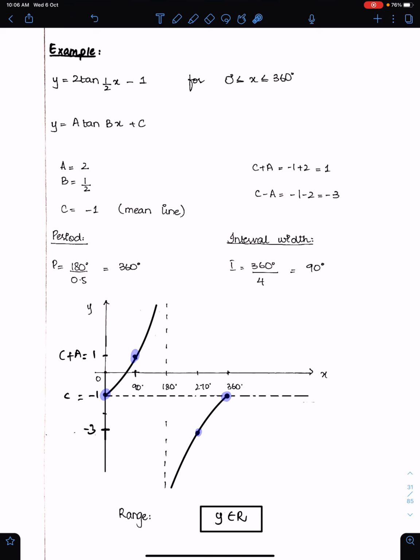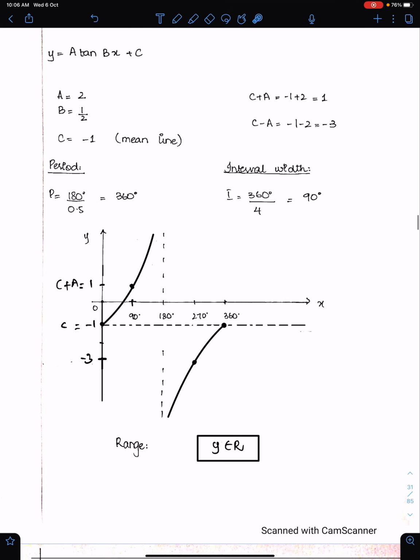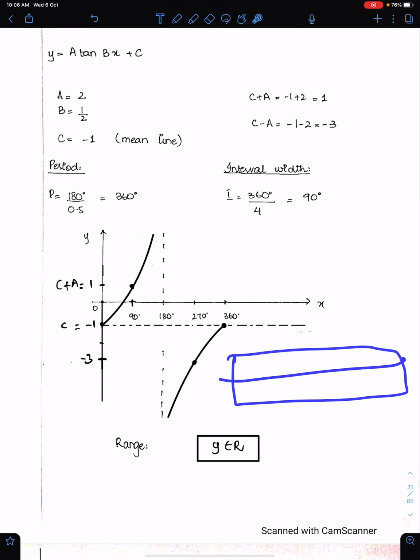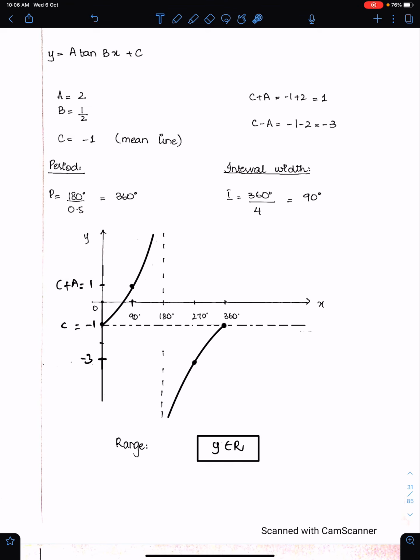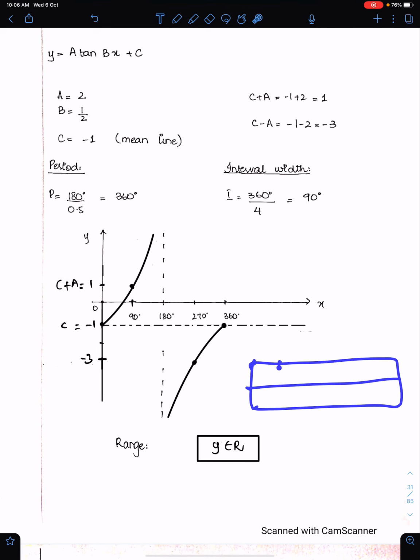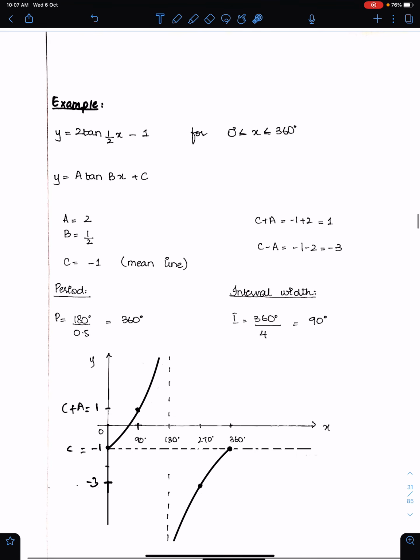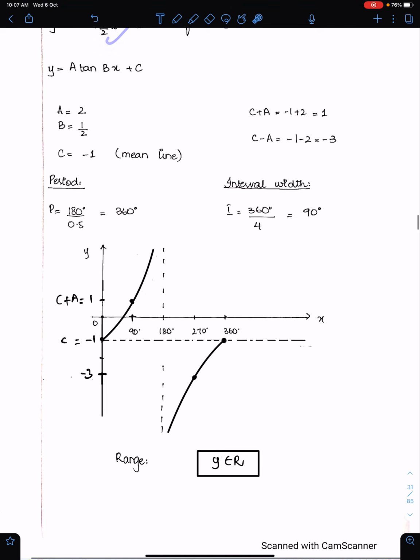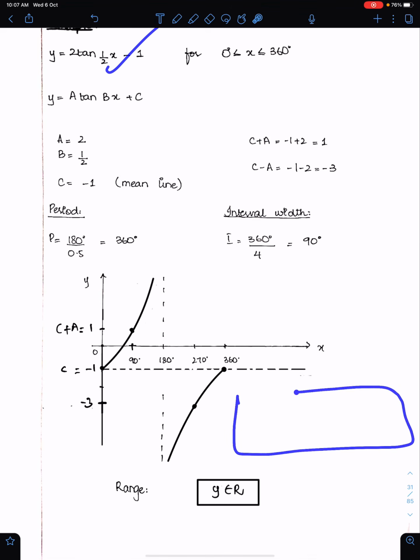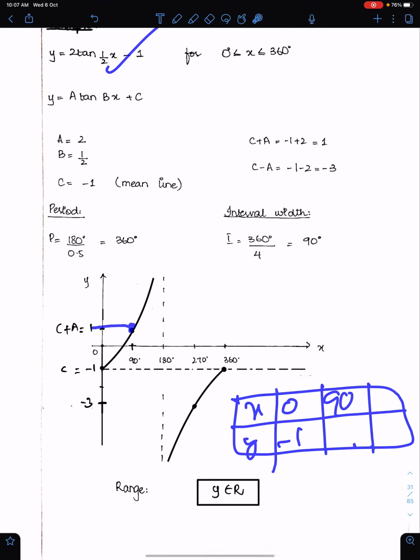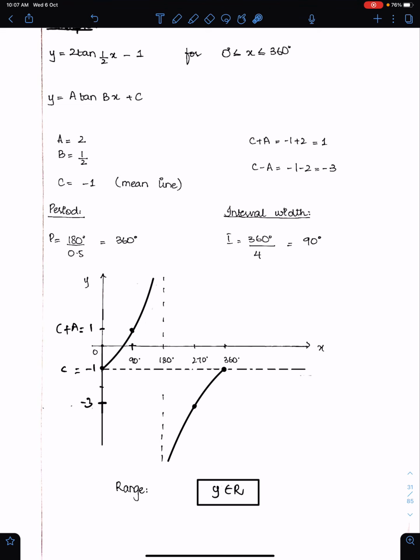If you don't know the points, then you just need to construct the table for the values of x and y. So 0 gives minus 1. When you put 0 into this equation, you'll get minus 1. When you put 90, you will get 1, and so on, at 180 infinity.